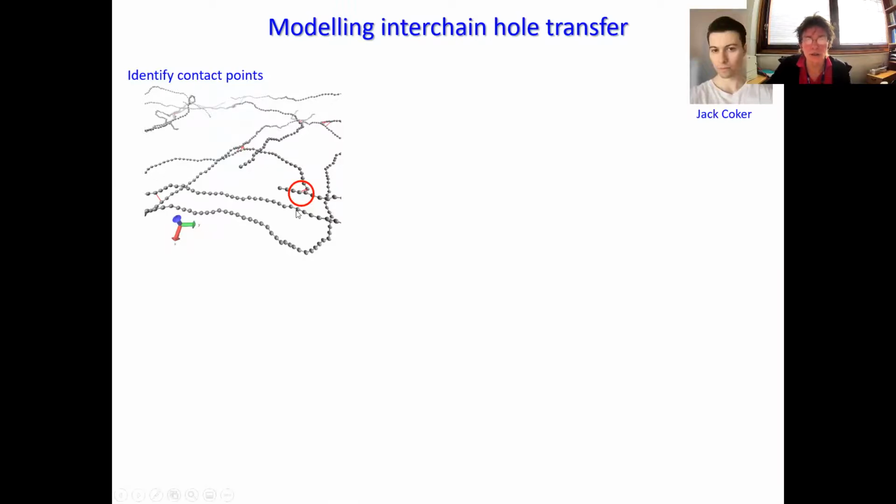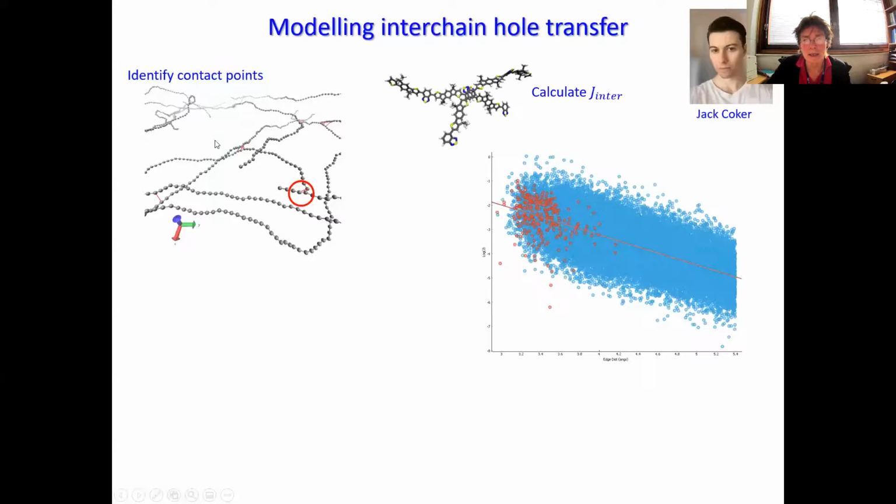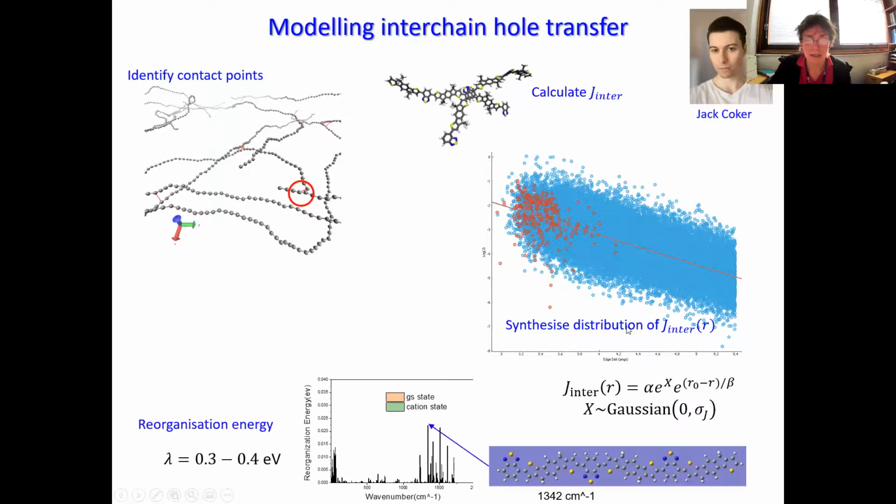So we extract our structures from the coarse-grained MD. We then identify contact points, calculate the interactions between the chains at the contact points, and build up a distribution, which of course will depend on the precise organization of those chains near the contact points. Then we can synthesize a distribution of interchain couplings, and finally we need the reorganization energy, which we obtain from calculations of the vibrational modes of the molecule. And we find that the reorganization energy for hole transfer is relatively high in these materials.